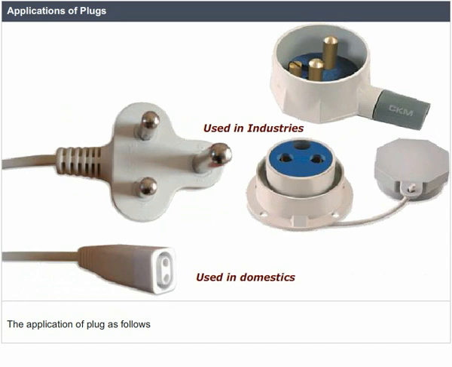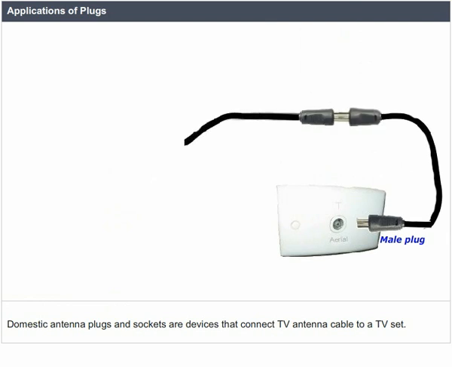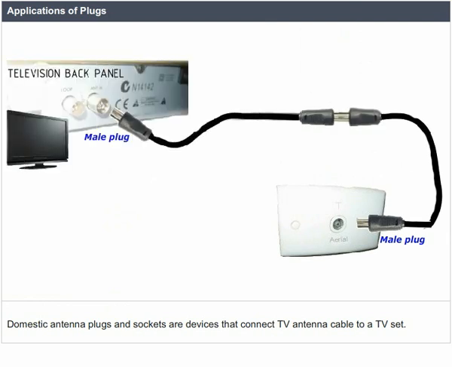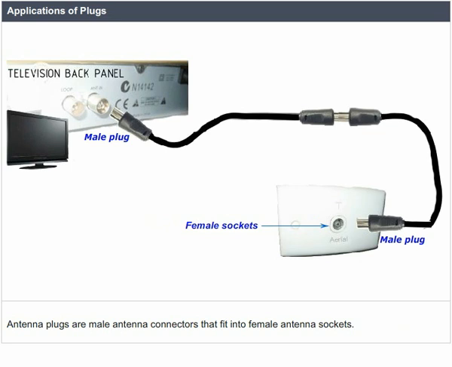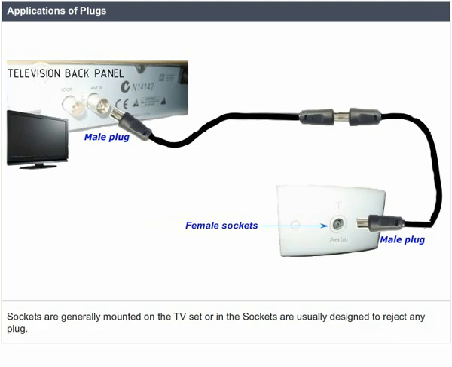Domestic antenna plugs and sockets are devices that connect TV antenna cable to a TV set. Antenna plugs are male antenna connectors that fit into female antenna sockets. Antenna sockets are female connectors that have slots or holes which accept the pins or blades of antenna plugs inserted into them and deliver or receive TV signal to or from the plugs. Sockets are generally mounted on the TV set, and the sockets are usually designed to reject any plug.